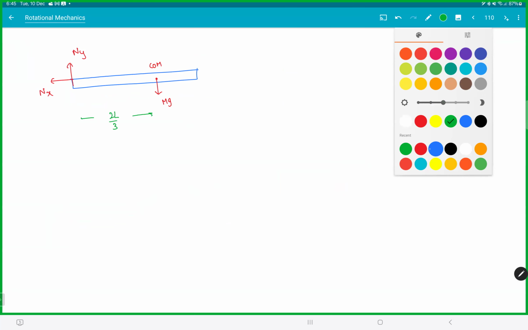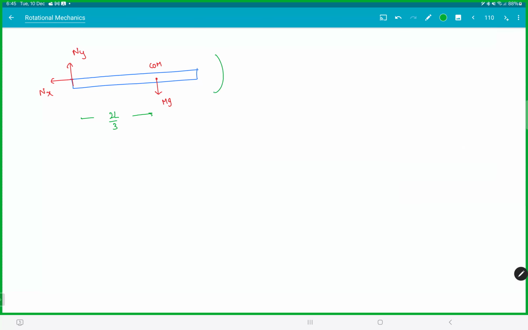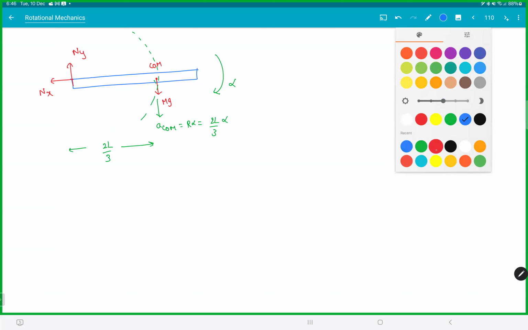Step 2, assign accelerations. This is alpha. Now remember, center of mass is going in a circle. This is the center of mass which is going with R alpha, which is 2L by 3 alpha. Center of mass is going in a circle. That's the relation between them. Step 3, apply force equations and torque equations.